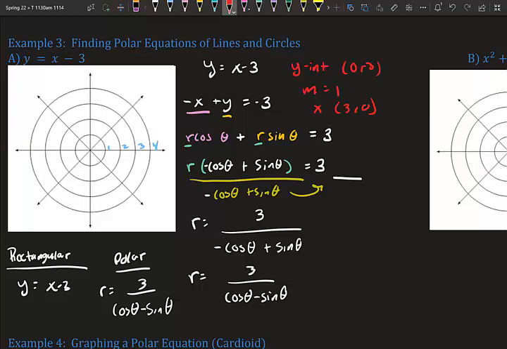Negative 3, sorry. 0, negative 3 is right here. 3, 0 is right here. And then you just connect your dots.